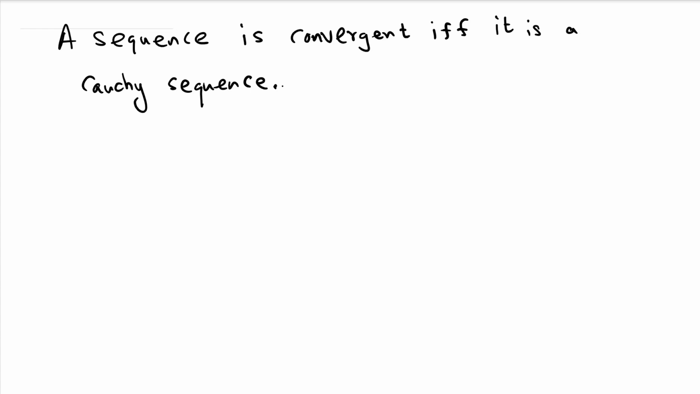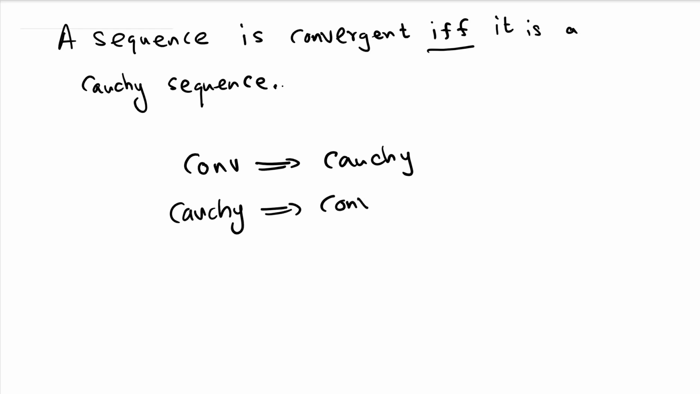Now, there are two sides of this story, two sides of this theorem. First, we need to prove that a convergent sequence is in fact Cauchy. That's the first thing that we want to prove because this is an if and only if case. And then the other way around as well. Next we want to prove that a Cauchy sequence is in fact convergent.